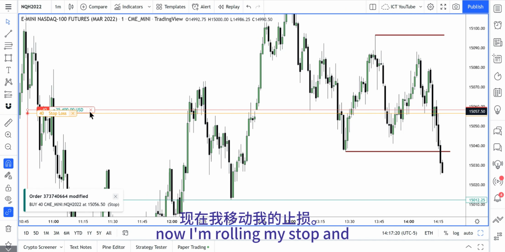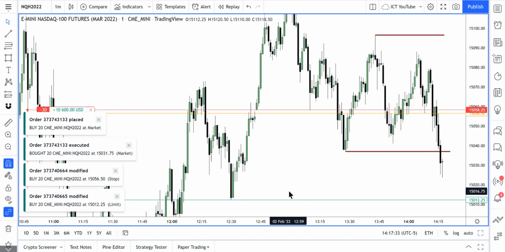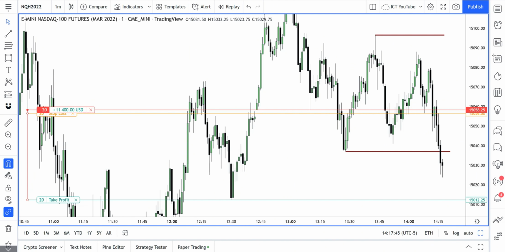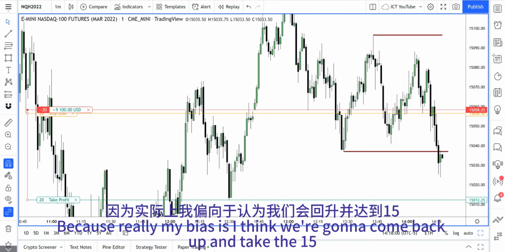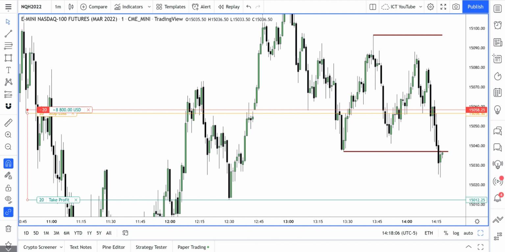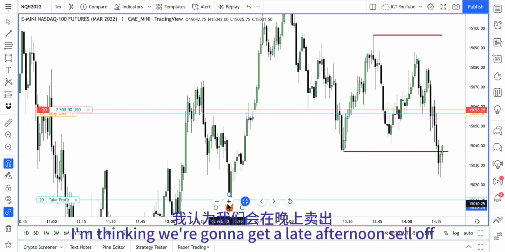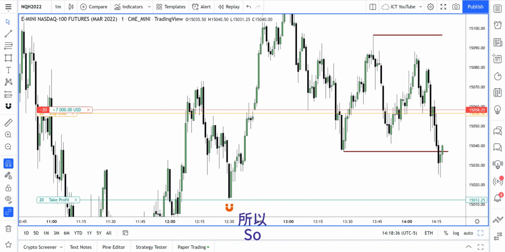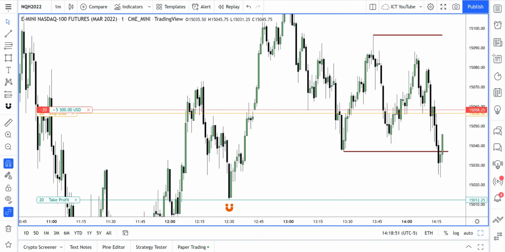So now I'm rolling my stop, and I'm taking partials. I took half off there because really my bias is I think we're going to come back up and take the 15,125 level out. Remember in the commentaries I stated that if we trade up into that volume imbalance on the daily chart for NASDAQ, I'd be interested to see it sell off up there. I'm thinking we're going to get a late afternoon sell off. So all these runs in here are just short-term little runs.